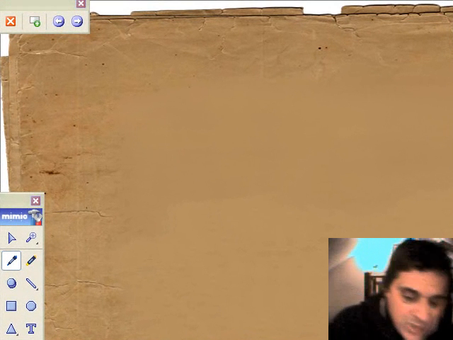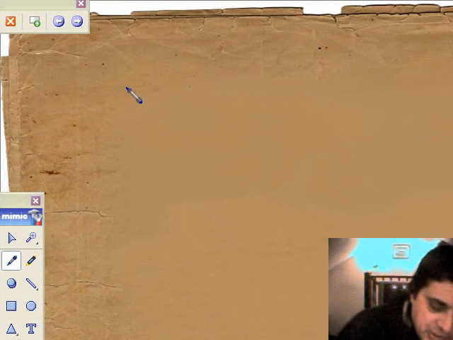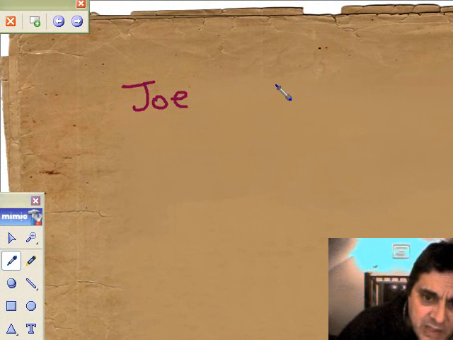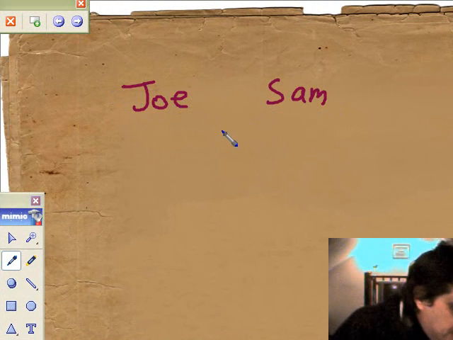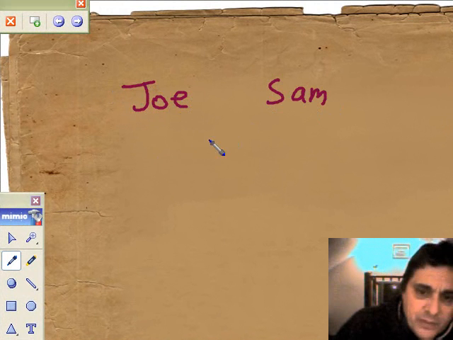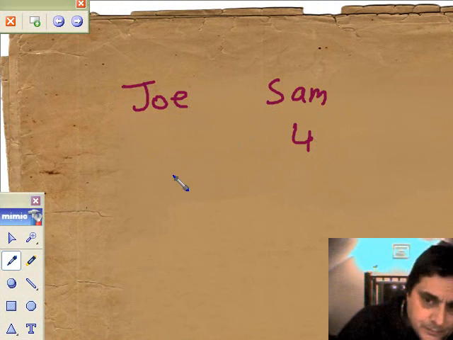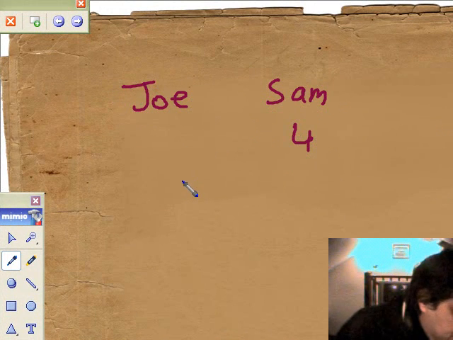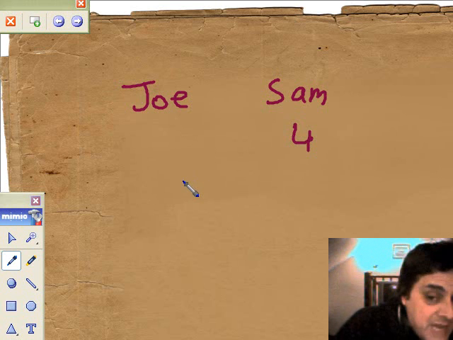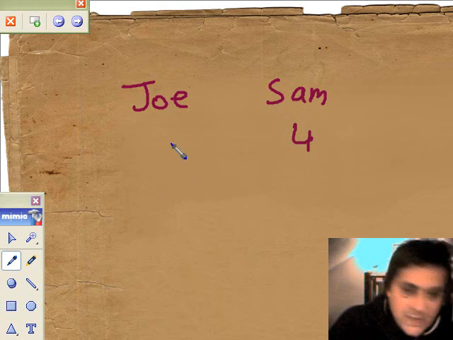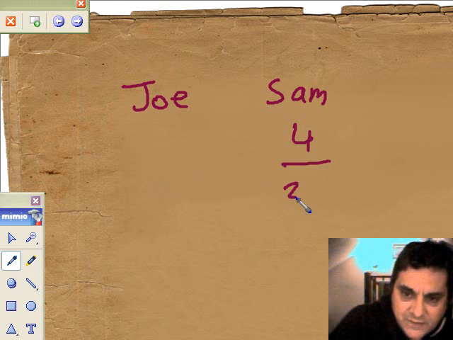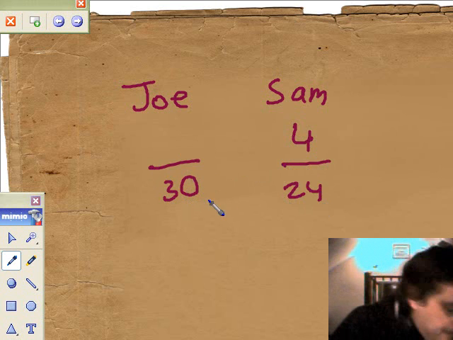Question 13 combines all these ideas. It talks about a chap called Joe. There's Joe. It talks about a chap called Sam. Not a problem. It says that a bar of chocolate is split into 24 pieces, and Sam eats 4 of them. So Sam eats 4, and then it says Joe has another bar of chocolate the same size, and it's split into 30 equal pieces. So Sam's out of 24 and Joe's out of 30.